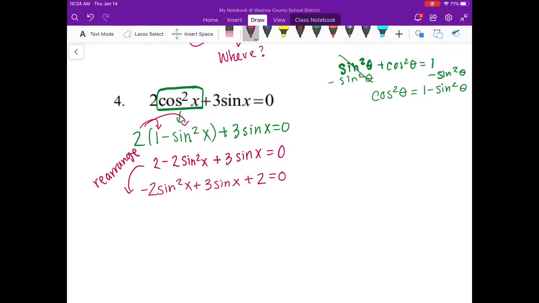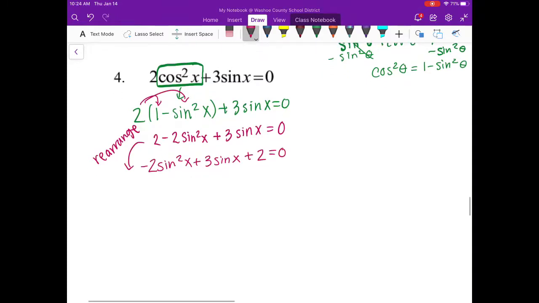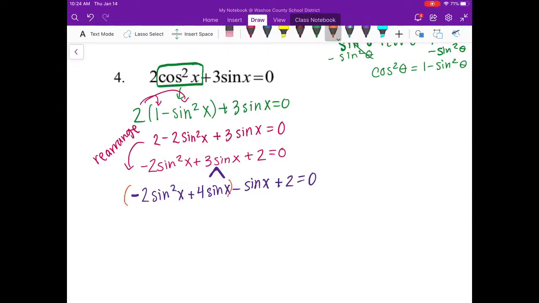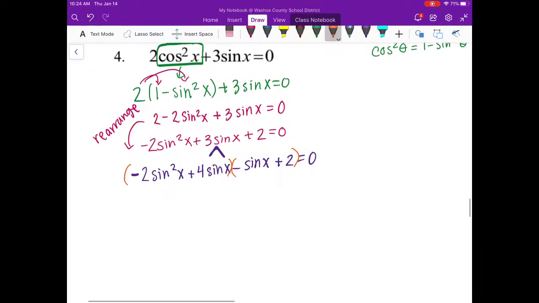Now, from this step, you need to factor this out. So again, you're looking for two numbers that multiply to -4 and add up to +3. Hopefully you're able to do that on your own. And when we split up this middle term, this is going to become -2 sine squared of x plus 4 sine x minus 1 sine x plus 2. Then we factor by grouping the first two terms, the last two terms.